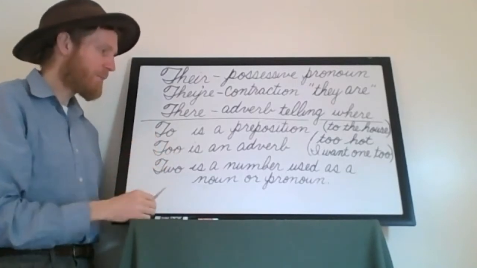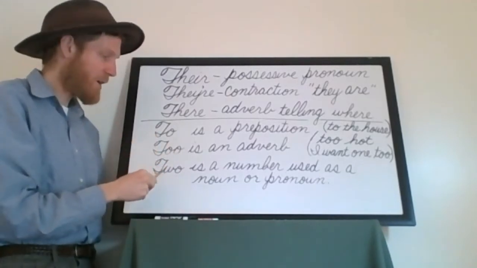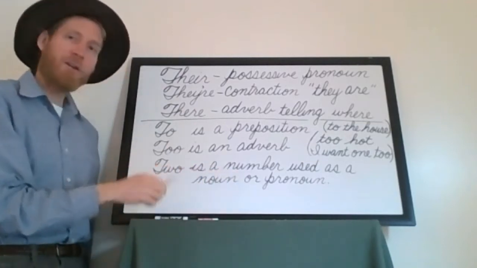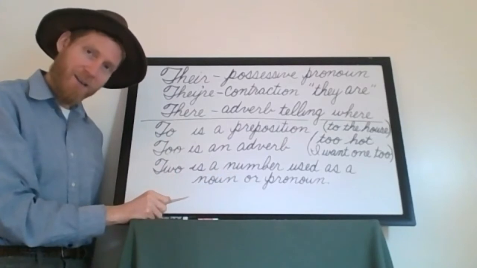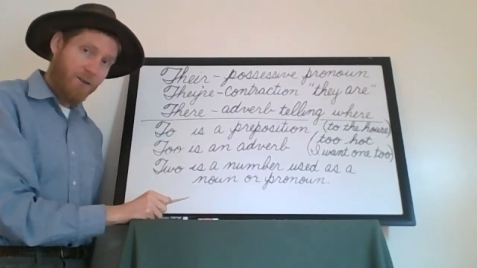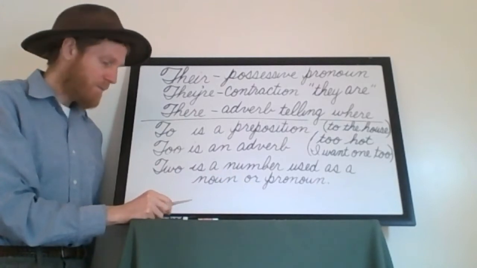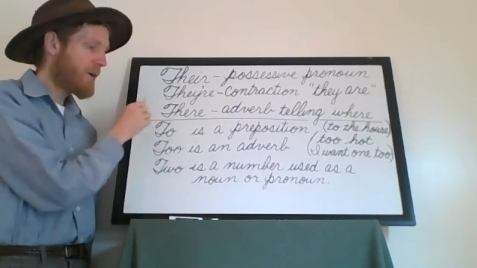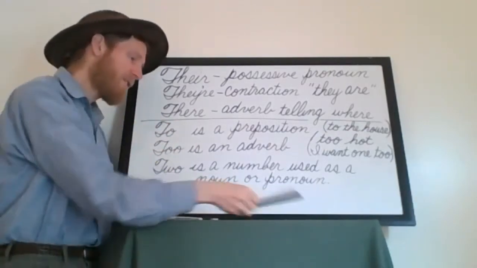Two, of course, the number two, T-W-O, is a number used as a noun or pronoun. Two birds were flying in the sky. I got two treats today. Two, T-W-O. So do that, know that.